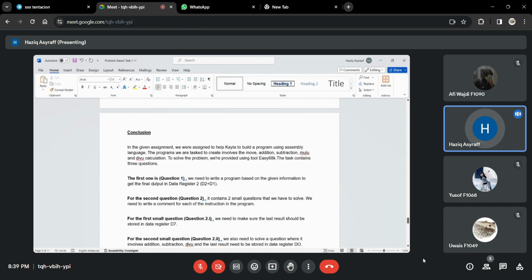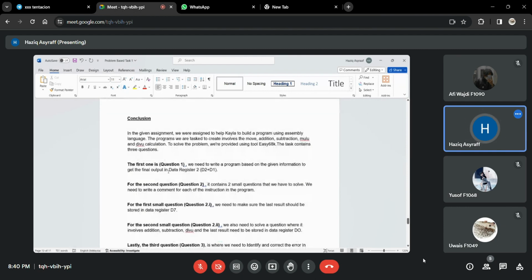The first one is question one. We need to write a program based on the given information to get the final output in data register 2, which means the final answer will be displayed on data register 2. For the second question, it contains two small questions we have to solve. We need to write a comment for each of the instructions in the program.